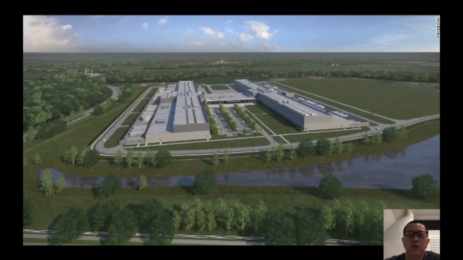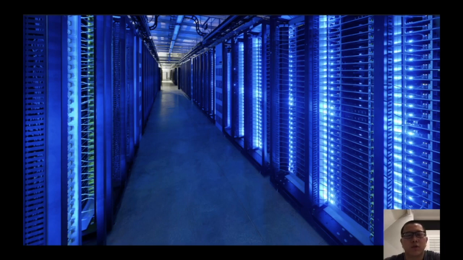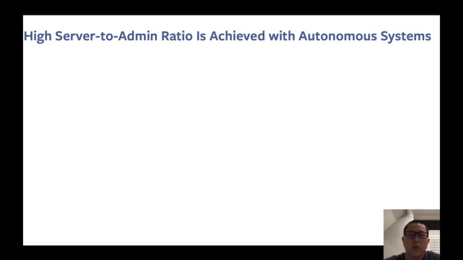So really, what's in a data center? Well, in short, mainly tons of servers, storage, and network switches. Typically, we want to maintain a high server to administrator ratio, and that is often achieved with autonomous systems. In an interview in 2013, our number of server to admin ratio was reported to be greater than 20K. So here let's look at some of the goals and the systems.